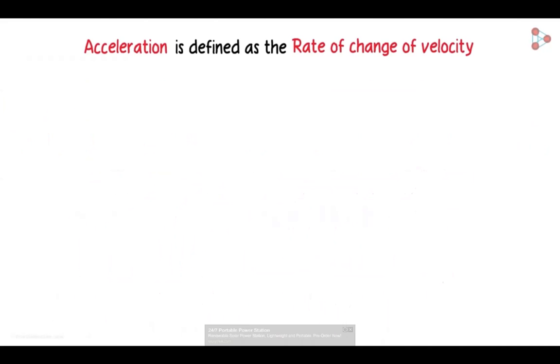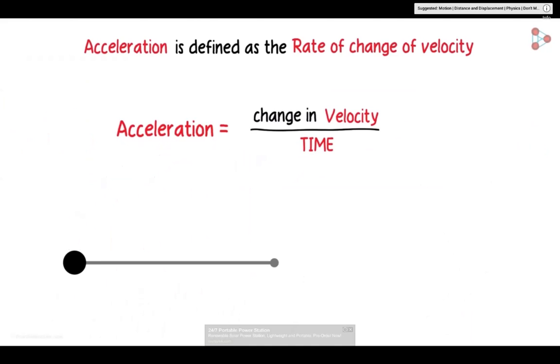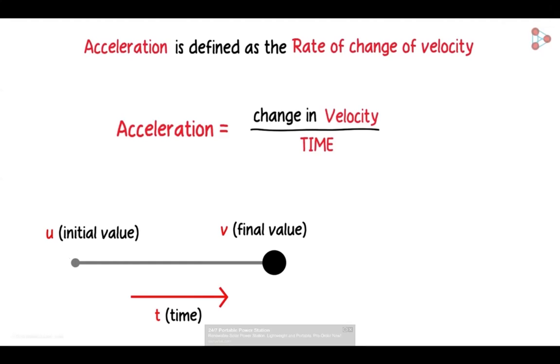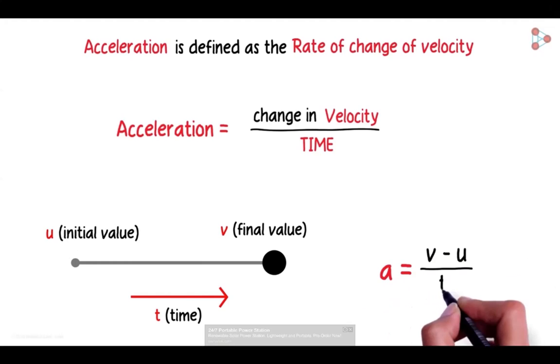In terms of a formula, acceleration can be written as change in velocity over the time taken. If the velocity of an object changes from an initial value of u to the final value of v in time t, then the acceleration a can be written as v minus u over t.